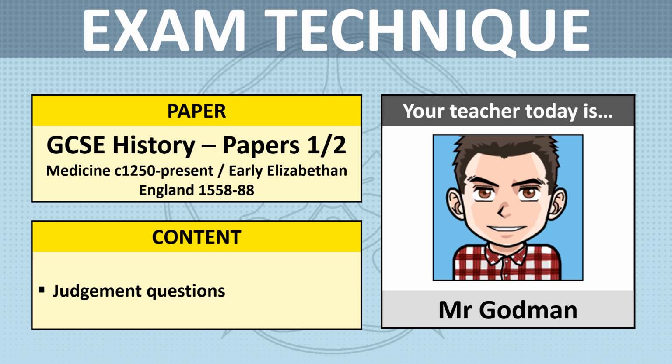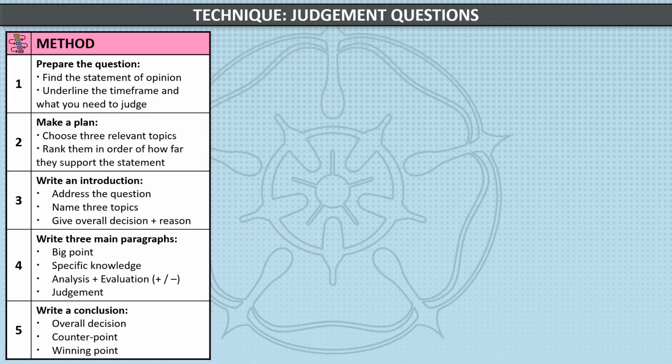This one focuses on the judgment questions which are found on papers 1 and 2, and in this case we're going to plan and write one example of a judgment question together. Here's one good method for doing this type of question. A successful student will memorise this technique so that they can use it in the exam.